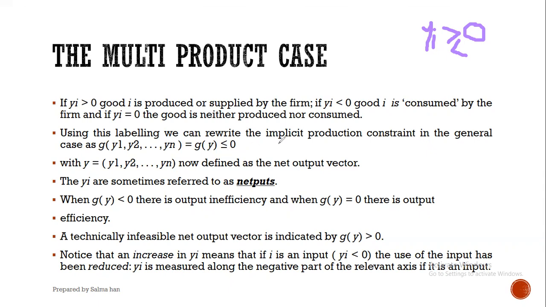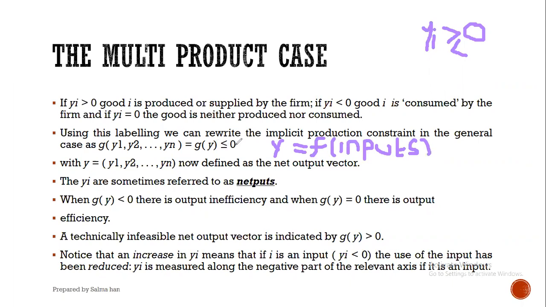What does the statement mean? This is an implicit statement. Why? Because we know that the value of y is a function of inputs. Now if this is an explicit function and we convert it into an implicit function, we shift this function towards the left hand side, and therefore it becomes g of y1, y2, all the inputs that are utilized in the production function, equal to g(y) less than or equal to 0.